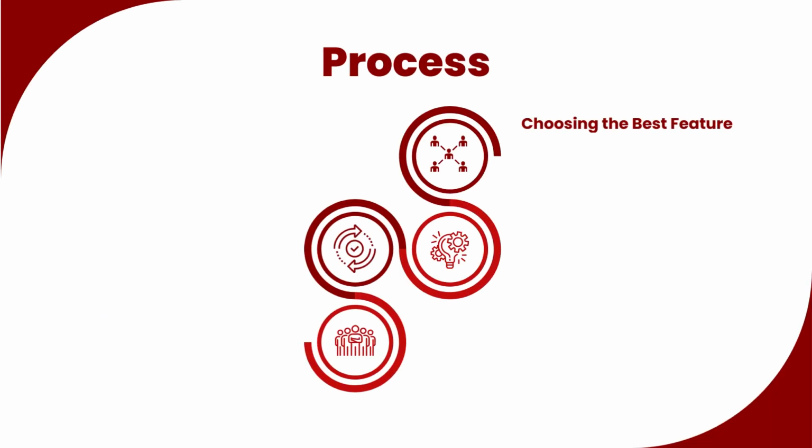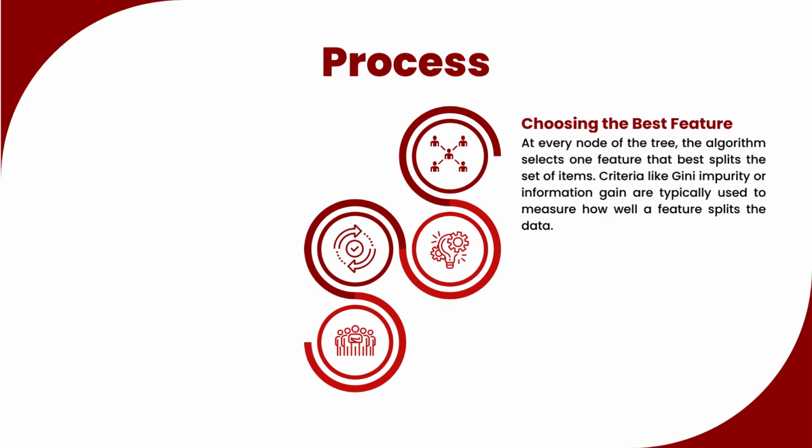Process: choosing the best feature. At every node of the tree, the algorithm selects one feature that best splits the set of items. Criteria like Gini impurity or information gain are typically used to measure how well a feature splits the data.